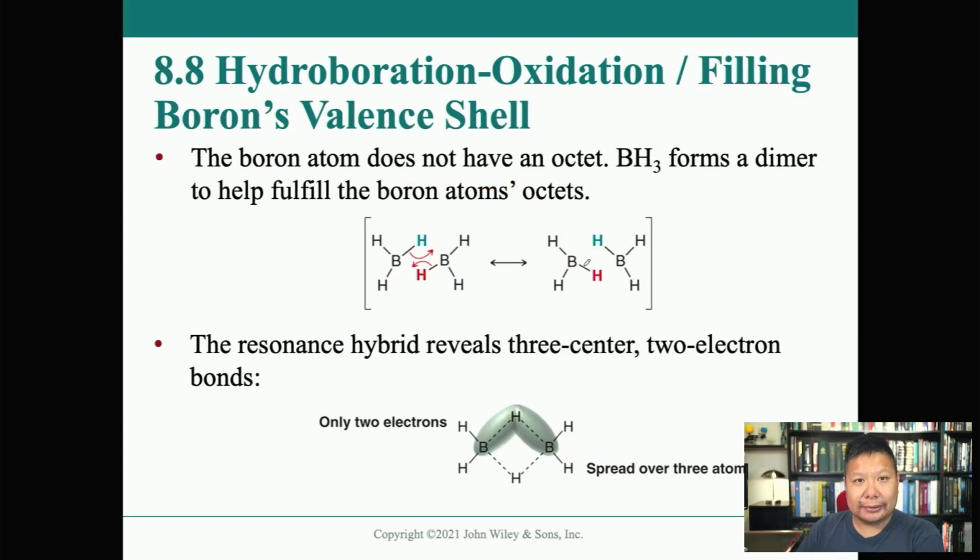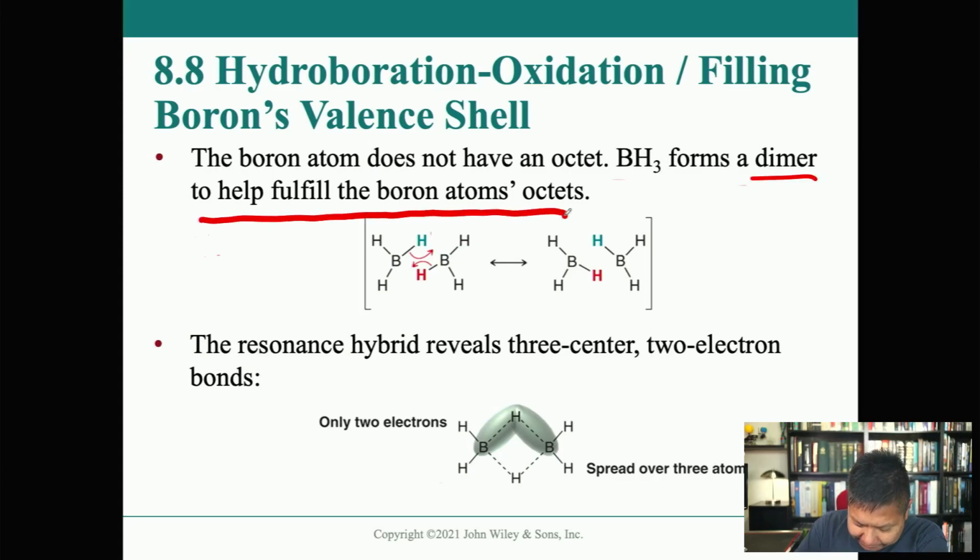So the boron atom does not have an octet, right? So boron trihydride forms a dimer to help fill boron's octet. So literally what's happening here is that we're going to have two boron trihydrides or boranes come together, and they're going to share two hydrogens with each other. It's not going to be a permanent bond, but it's kind of like an association.